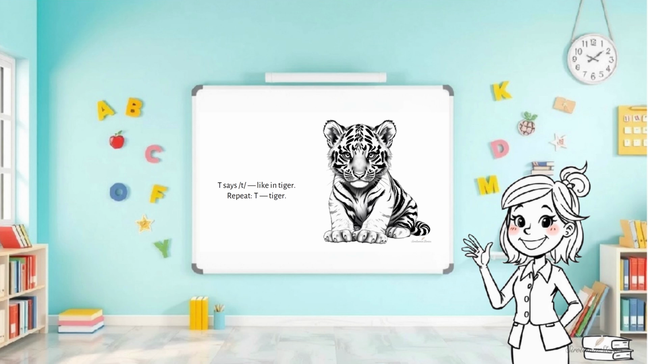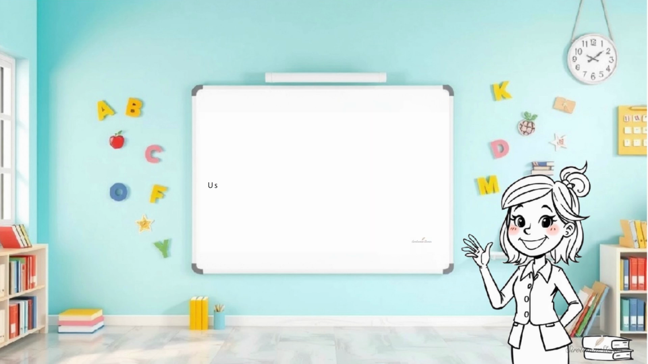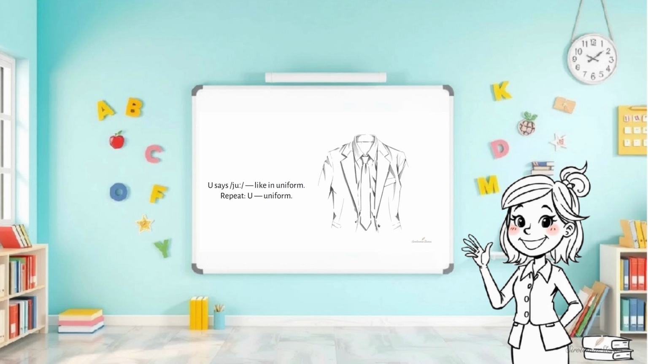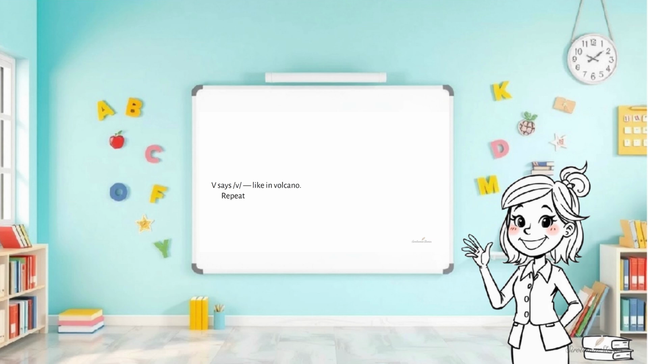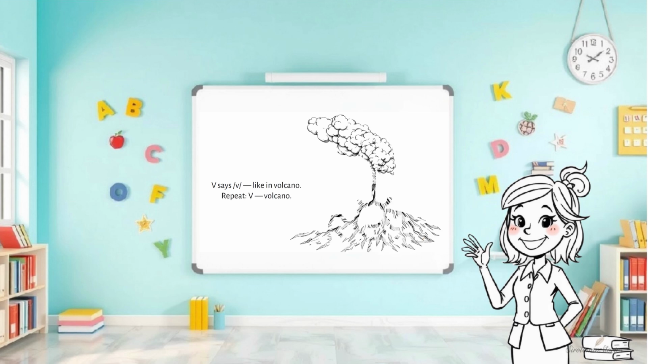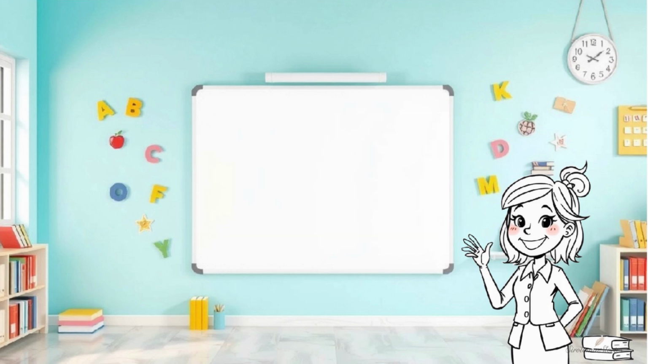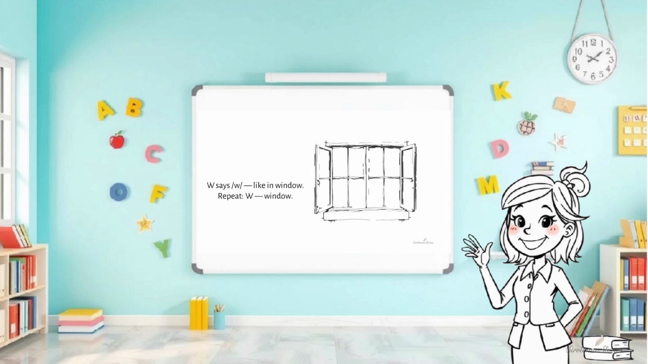T says T, like in tiger. Repeat, T, tiger. U says U, like in uniform. Repeat, U, uniform. V says V, like in volcano. Repeat, V, volcano. W says W, like in window. Repeat, W, window.